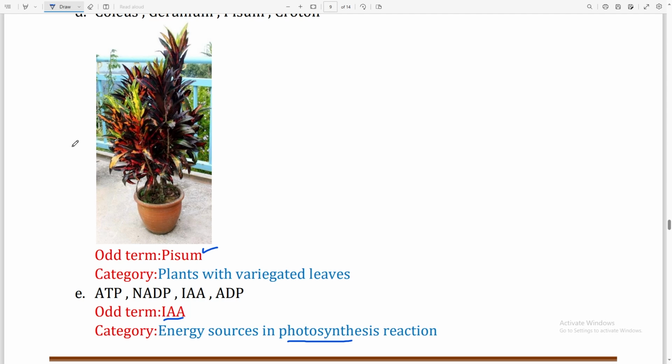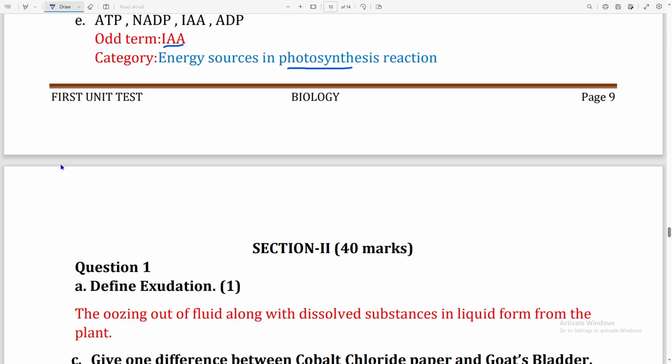Light reaction, dark reaction, you have to mention these are the phases of photosynthesis. Section 2, question number 1, define exudation. The oozing out of fluid along with dissolved substances in liquid form. So what are the operative words? Fluid, then dissolved substances and liquid form.